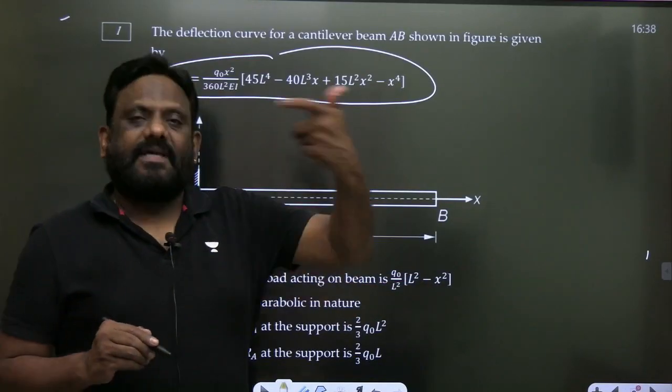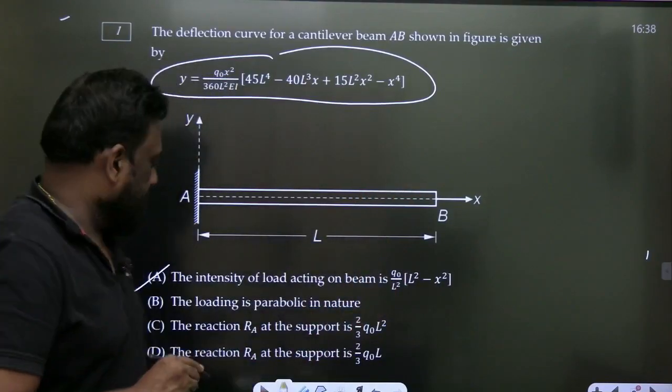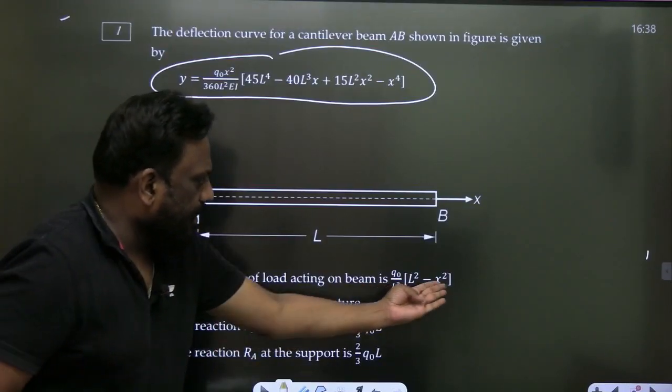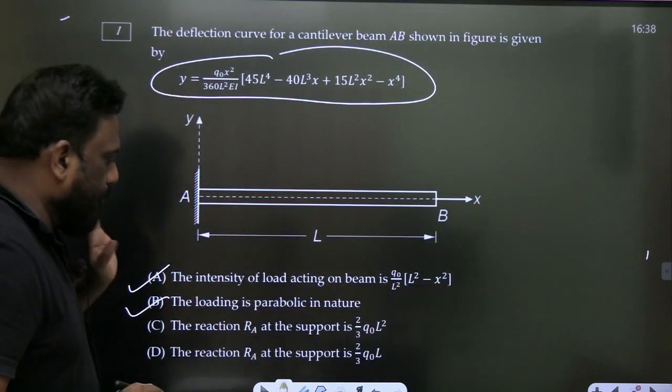It is parabolic in nature. Definitely, it is parabolic in nature. तो ये भी सही है सर. तो ये equation parabolic है सर. This is a parabola equation. So it is parabolic in nature.